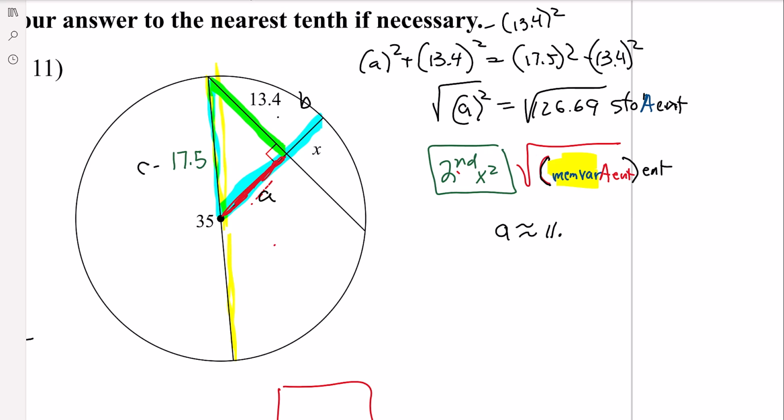I'm going to go out a little bit farther. I'm going to go out to 11.255. I'm going to go out that far because we don't want to know A, we want to know what x is. So now remember what I said, this entire length is 17.5. We're going to subtract A and that will give you x.